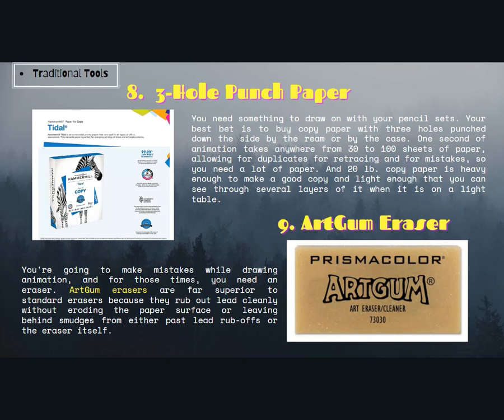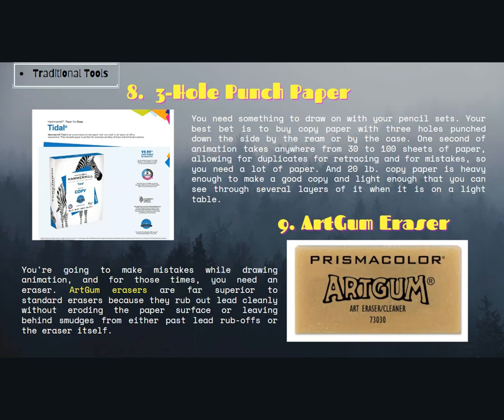Obviously, three-hole punch paper attaches to a small peg bar on your light table to hold the paper in place. Buying the paper already punched saves you the trouble of punching it manually and taping it on the table, and makes it easier to align pages. So that's the three-hole punch paper.